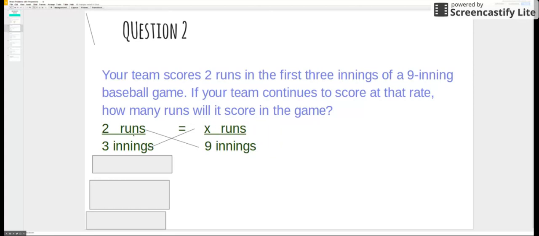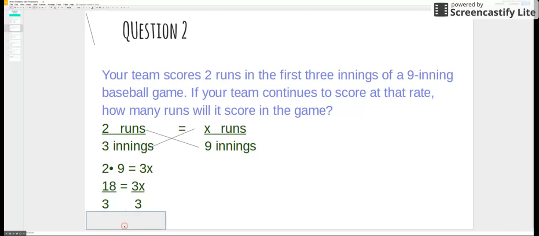So once you get here, you just solve your proportion. 2 times 9 equals 3 times x. So 2 times 9 is 18, equals 3x. Solve for x now. Divide both sides by 3, and you will get your x to be 6.